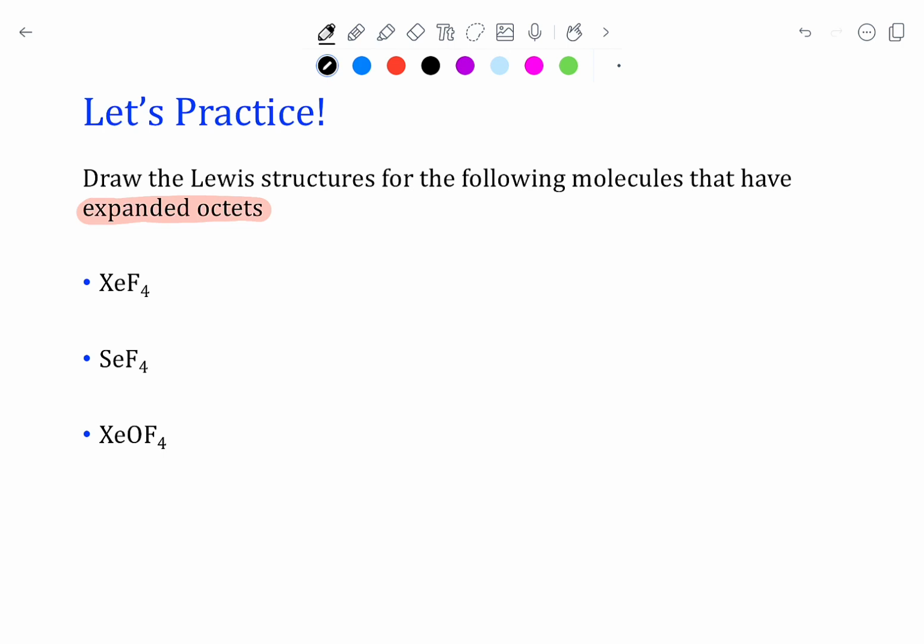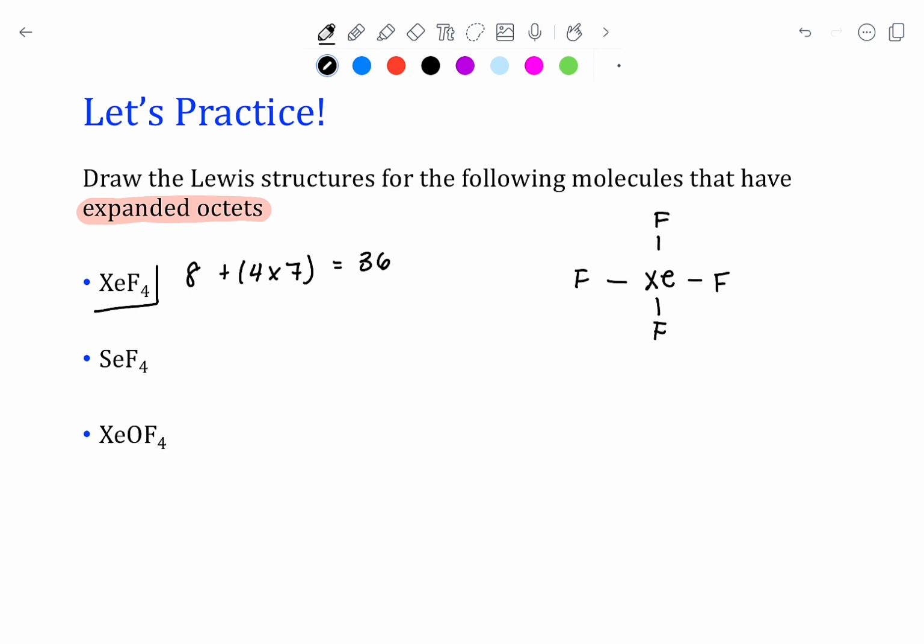As we said before, the noble gases start being included when we start talking about expanded octets. So they can start to form structures when they have expanded octets. So if we look at our first example, XeF4, xenon tetrafluoride, we have 8 valence electrons coming from the xenon, and there's 4 fluorines, each with 7 valence. So in total, we have 36 electrons to work with in this structure. So we start with xenon in the center, and it's going to bond to 4 fluorines.